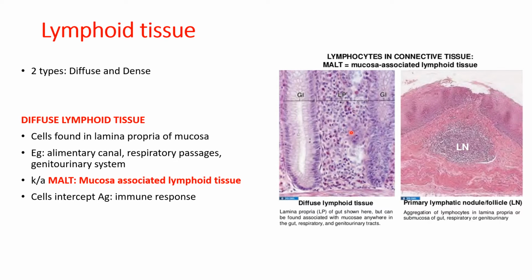progeny of those lymphocytes will return back here to the lamina propria as effector B and T lymphocytes, and they will be able to counter and destroy the antigen that has come in contact with the lining of the mucosa of this part of the gastrointestinal tract. So this is the diffuse lymphoid tissue.